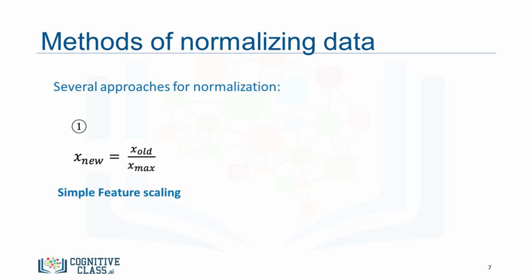The first method, called simple feature scaling, just divides each value by the maximum value for that feature. This makes the new values range between 0 and 1. The second method, called min-max, takes each value x_old, subtracts the minimum value of that feature, then divides by the range of that feature. Again, the resulting new values range between 0 and 1.